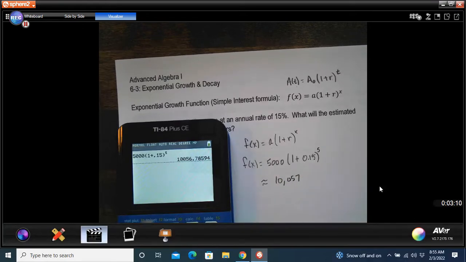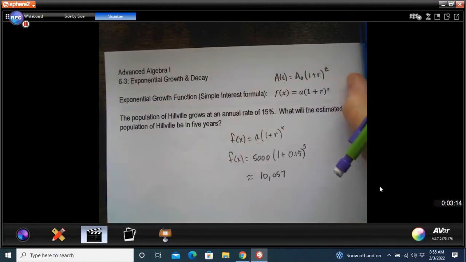Then the population is 5,000 with an annual increase of 1,000. So in other words, we're starting out at 5,000, and then every year increases by 1,000. So year 2, year 3.